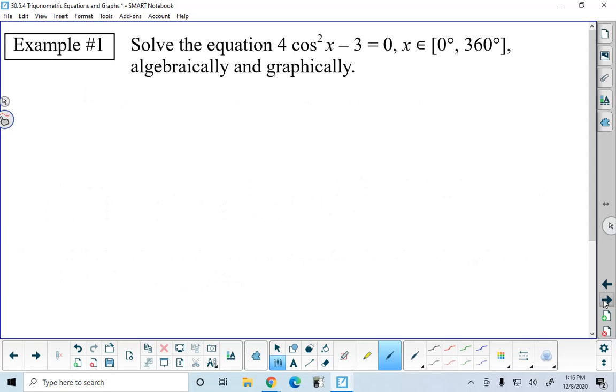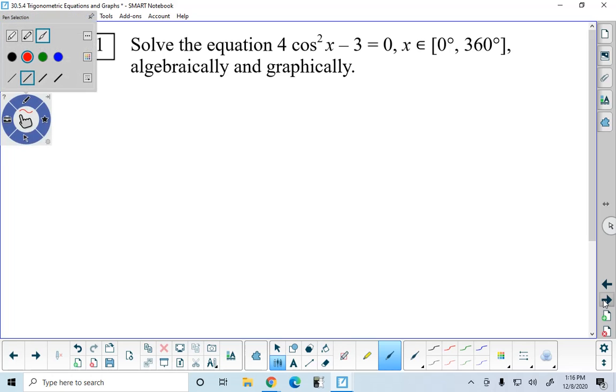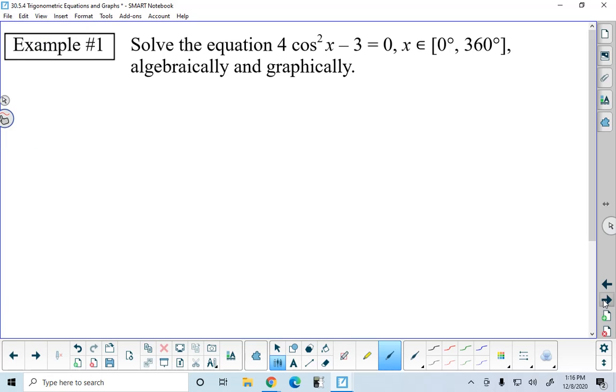To begin with here, a bit of a review. I give you the equation 4 cos squared of x minus 3 equals 0 with a domain of 0 to 360 degrees. We want to solve it algebraically. So what does that mean algebraically? It means to use symbolic language in mathematics, x's and cosine and numbers and equations and rules, to solve it on paper.